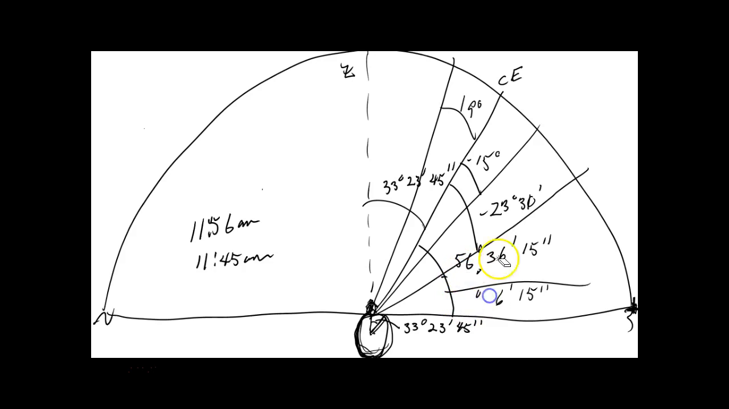Okay, but I would do 30 minutes because we got minutes up here. 23 degrees 30 minutes. And that'll be what? 33 degrees 6 minutes and 15 seconds. Okay, and what time? It looks like it's about a minute before noon. Actually less than a minute, just a few seconds before noon. 11:59 and 35 seconds.